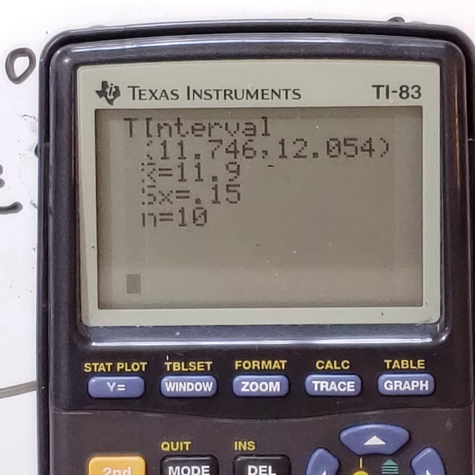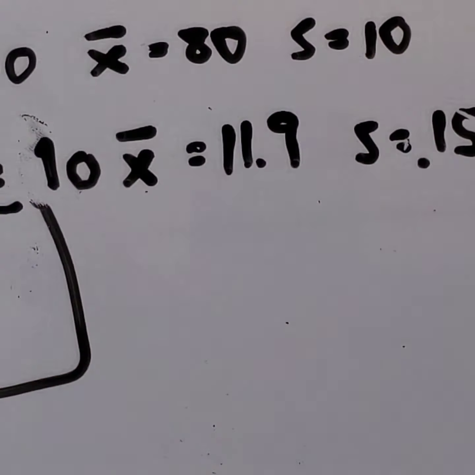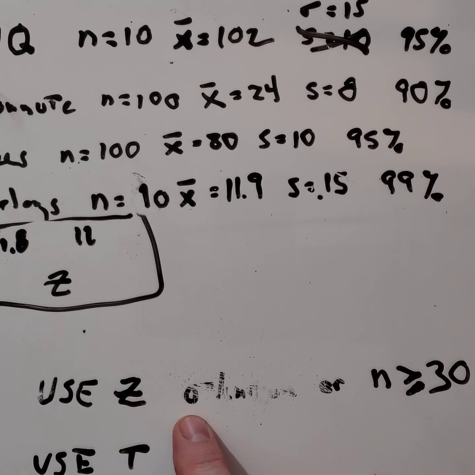Nothing to practice here, you just need to know that distinction. Again, if you know sigma, I erased it. If you know the population standard deviation, you're good to go with the z-test. If your sample's at least 30, you're good to go with the z-test. Otherwise, you need to use the t-test.